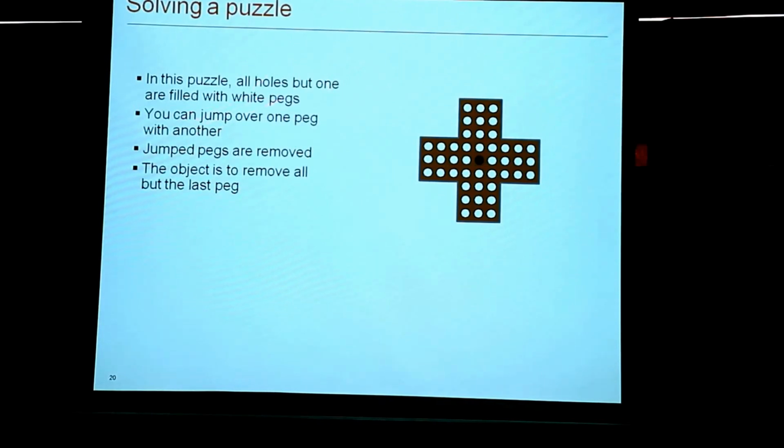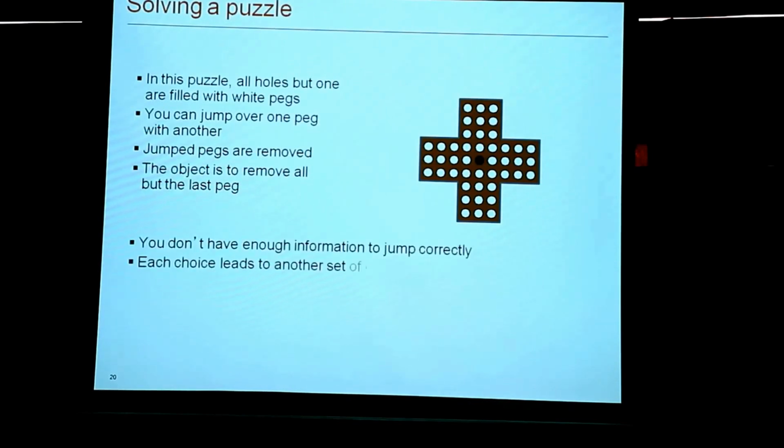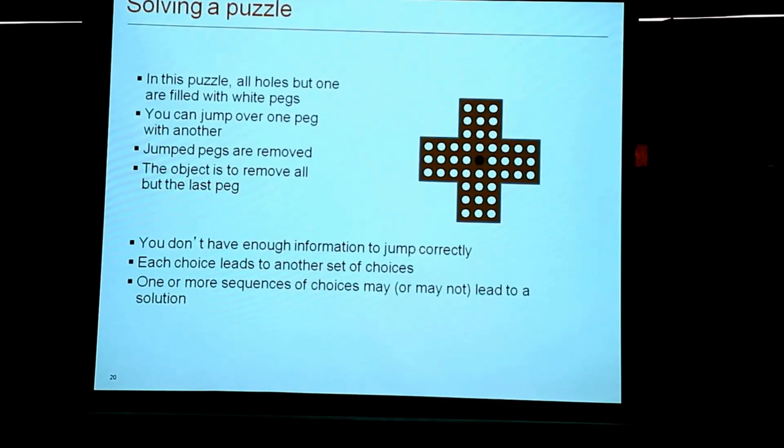In this puzzle, all holes but one are filled with white pegs, and then initially you try to jump pegs. Maybe I jump this peg over here, so this will get eliminated. And the idea is to boil down to only one peg. So you have to eliminate all but one. Here you are starting with all but one filled.